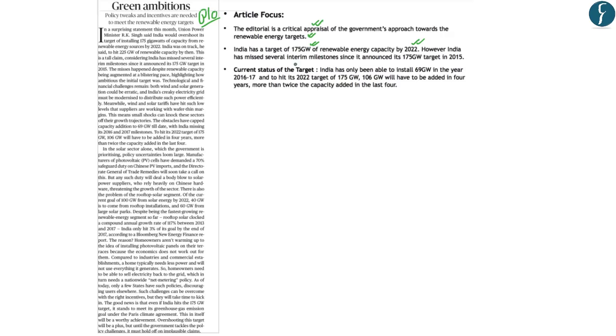But the editorial has highlighted that India has missed several of the milestones to achieve the target of 175 gigawatts by 2022, wherein according to the article, India has only been able to install 69 gigawatts in the year of 2016-17, and therefore to hit the target of 175 gigawatts by 2022, India would need to add 106 gigawatts in 4 years, which is more than twice the capacity of what India has added in the last 4 years.